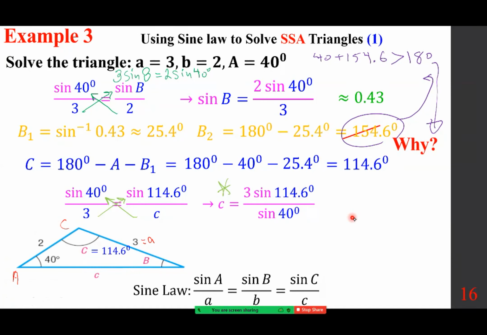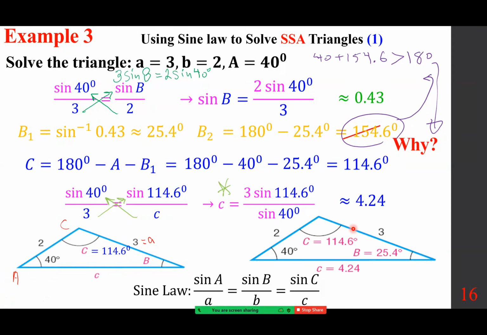Using a calculator, you come up with the answer 4.24, and you can put all of the information on this triangle. So you have the missing angles and the missing side. So the triangle is solved. SSA gave us only one answer, a unique answer in this case.